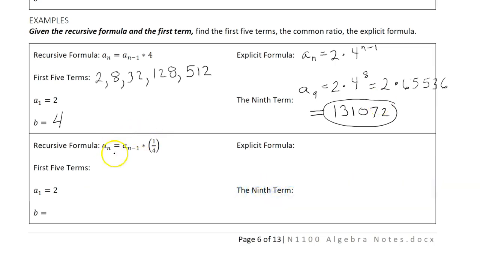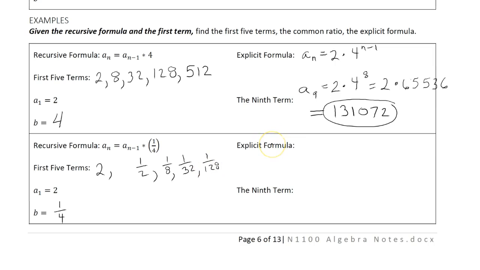Now that you have tried it, check your work. The first term is 2. The ratio is 1/4. So we begin with 2. 2 times 1/4 is 2/4, which can be simplified into 1/2. 1/2 times 1/4 is 1/8. 1/8 times 1/4 is 1 over 32. 1 over 32 times 1/4 is 1 over 128.